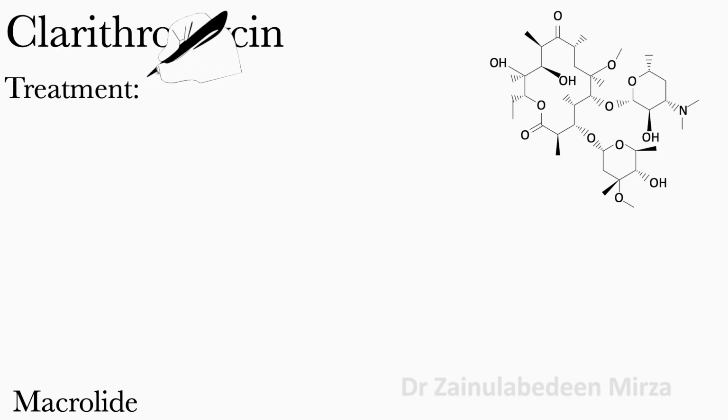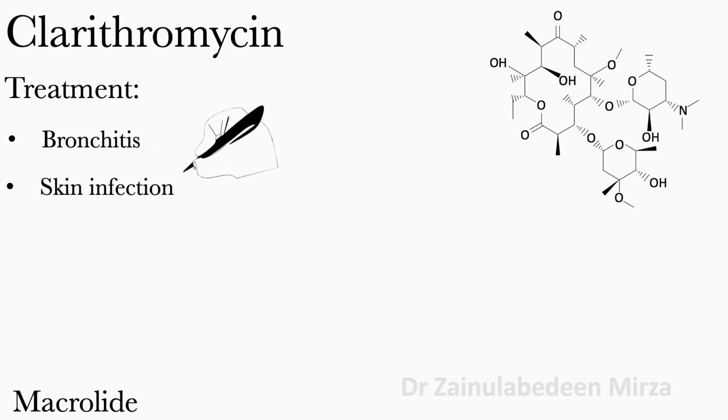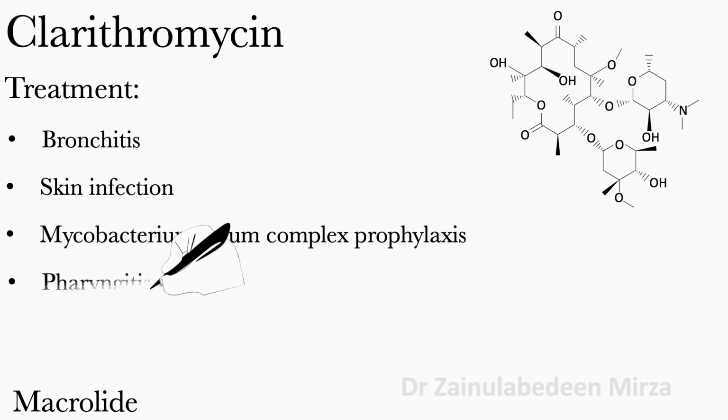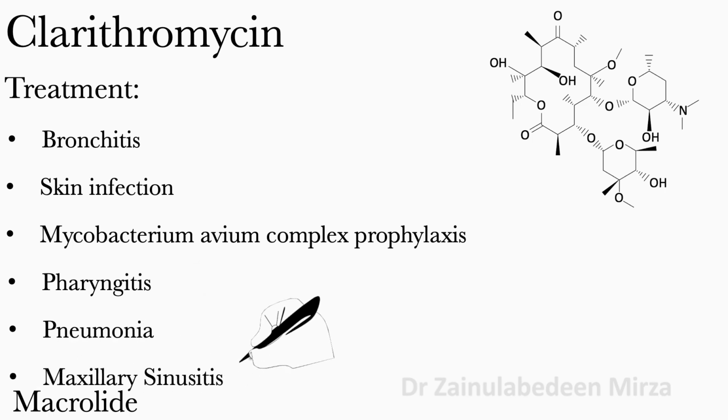Clarithromycin is used to treat bronchitis, skin infection, Mycobacterium avium complex prophylaxis, peritonitis, pneumonia, maxillary sinusitis, and others.